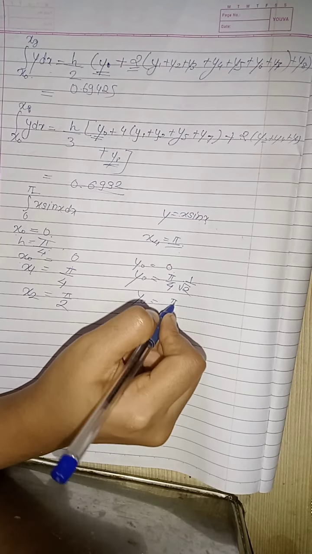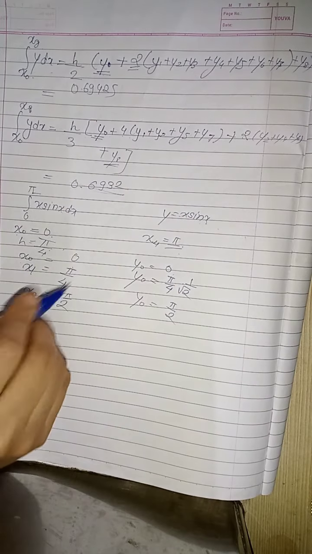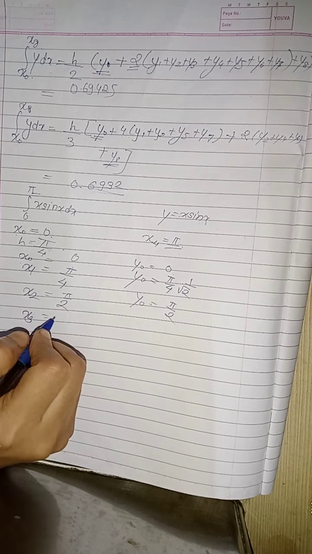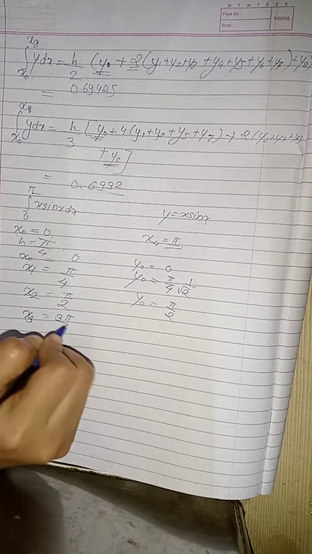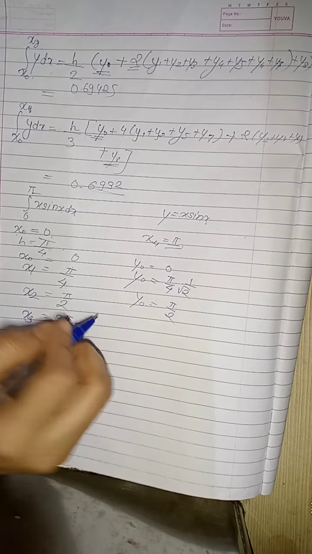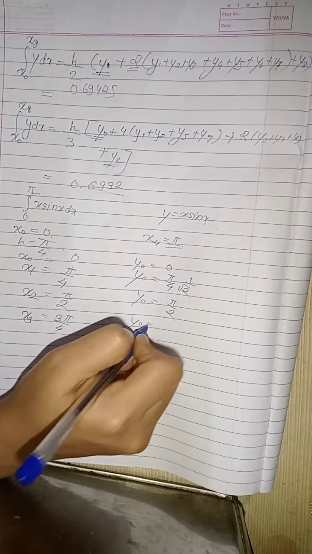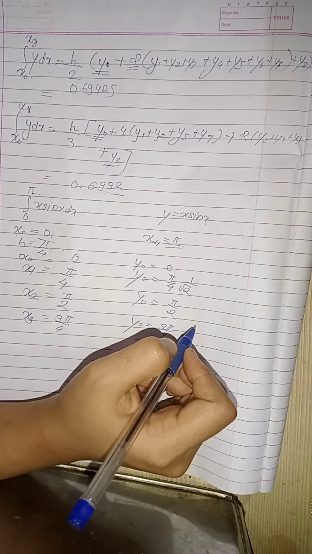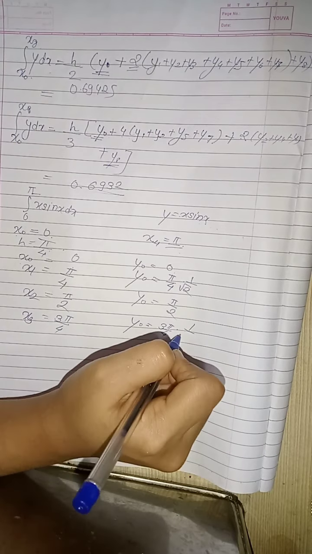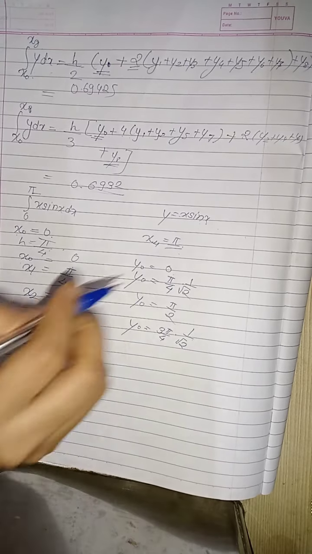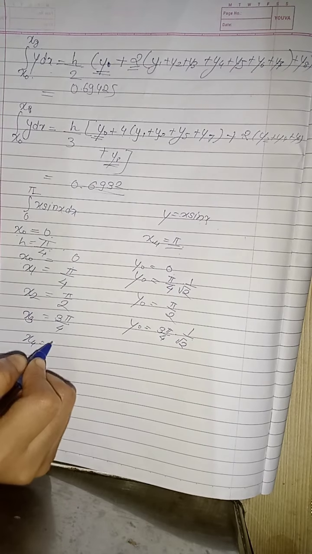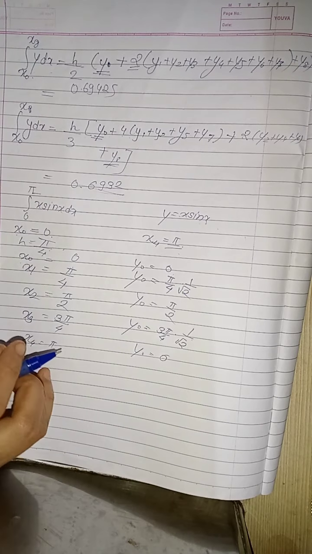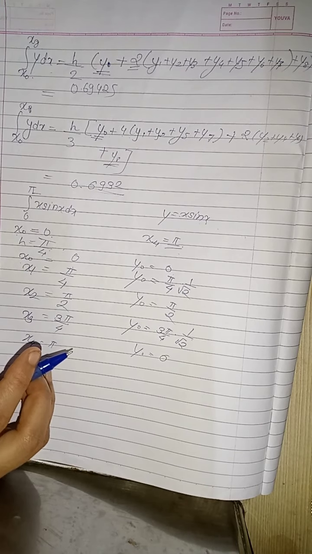So it is pi by 2 into 1, which is pi by 2. So x3 is nothing but pi by 2 plus pi by 4, it is 3 pi by 4. So the respective value of y3 is 3 pi by 4 into sine pi by 4, which is 1 upon root 2. And the last, x4, is nothing but pi, and y4 is nothing but 0. So we got the values of x and y.